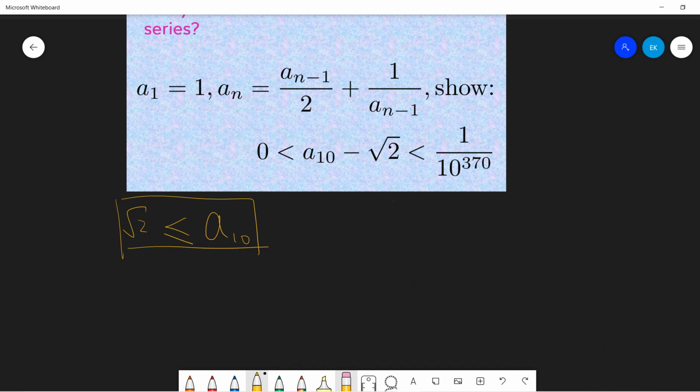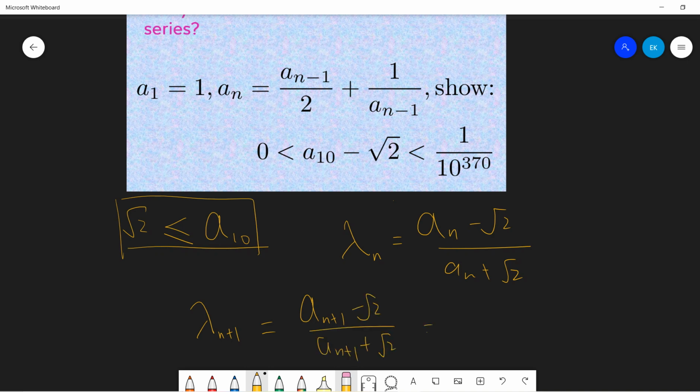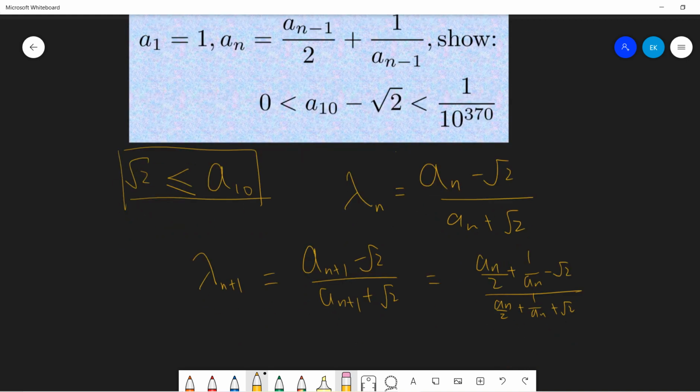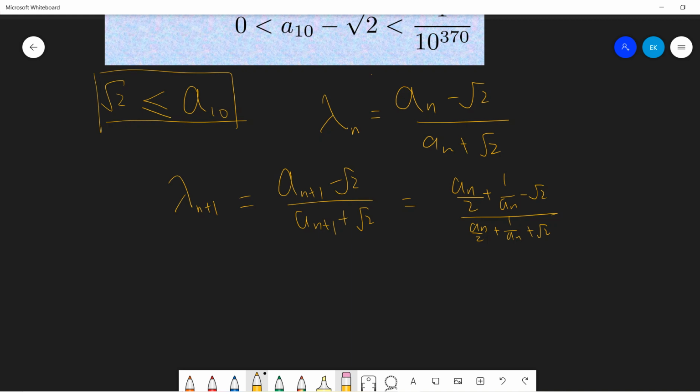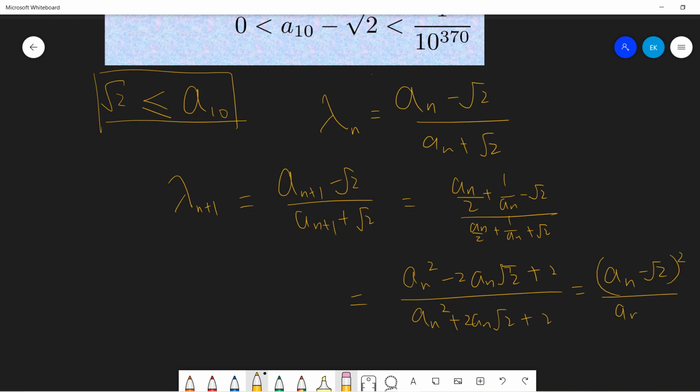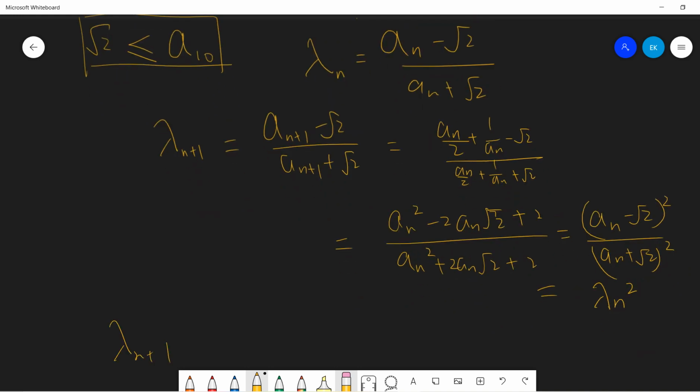Now we need to bound a_10. This is not an easy trick to see, so let's do it step by step. Let's define lambda_n to be (a_n minus square root of 2) over (a_n plus square root of 2). How about lambda_{n+1}? It will be (a_{n+1} minus square root of 2) over (a_{n+1} plus square root of 2), which is (a_n/2 plus 1/a_n minus square root of 2) over (a_n/2 plus 1/a_n plus square root of 2). This is just (a_n squared minus 2 a_n square root of 2 plus 2) over (a_n squared plus 2 a_n square root of 2 plus 2). Amazingly, this is just (a_n minus square root of 2) squared over (a_n plus square root of 2) squared, which is lambda_n squared. So we found that lambda_{n+1} is lambda_n squared.